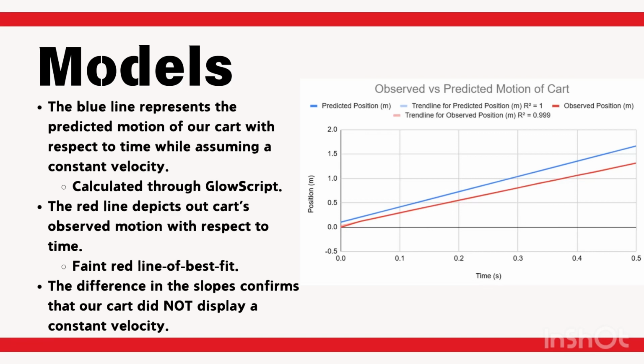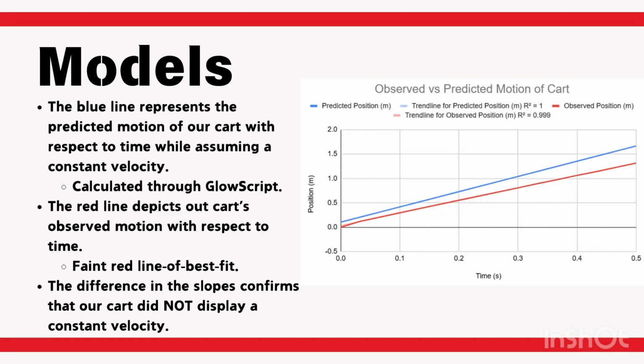And if you look really closely at the bottom left portion of the red line, there is a faint, translucent red line of best fit. You can also see at the top of our graph key that the trend line for the observed position isn't exactly 1, it's 0.999, meaning that the red line isn't exactly straight. And then the difference in these slopes confirms that our cart did not display a constant velocity.